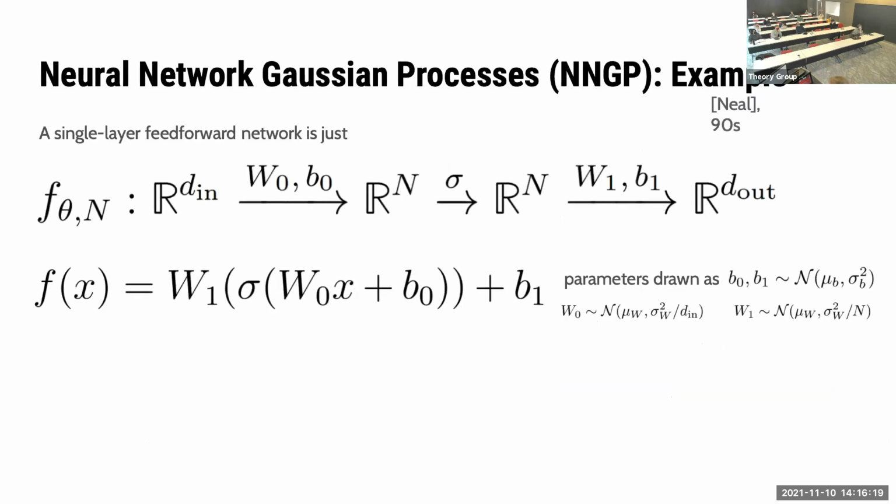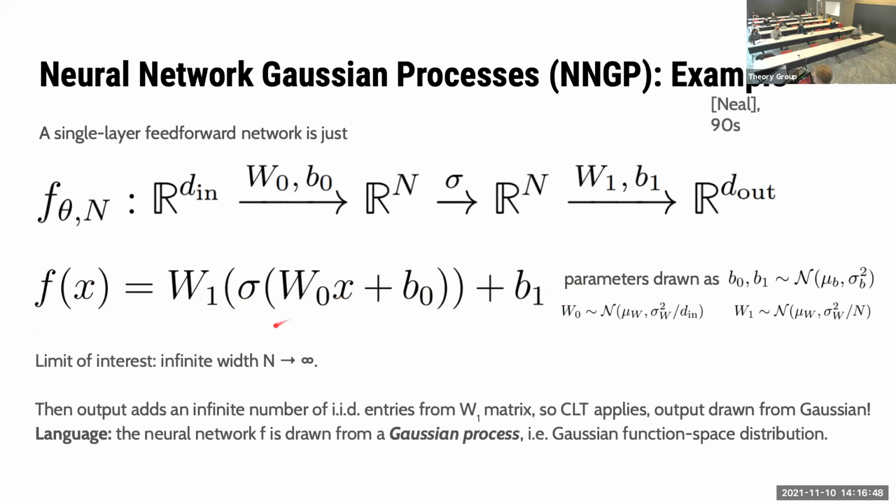Okay, so this is how it goes. This is a crucial result. So the neural network Gaussian process correspondence goes like this. This is a single layer feed forward network. So this is a random function. This random function has parameters b1, b0, W0, and W1. The W's are matrices and the b's are vectors. This sigma is called a nonlinearity, and they are drawn as such. And the point is that in the infinite width limit, this here is a little d by N matrix.